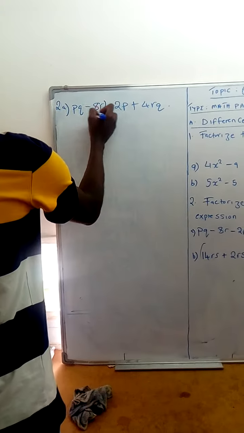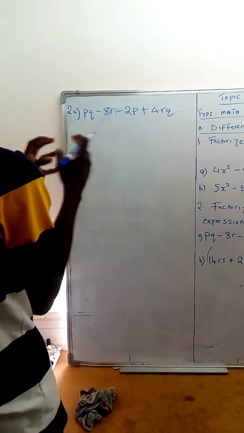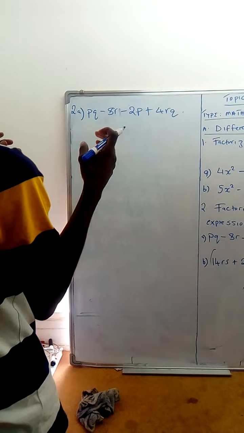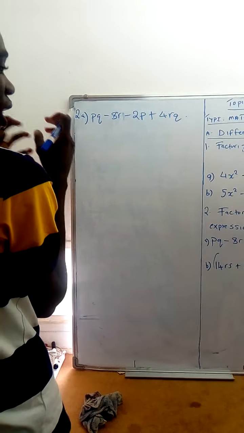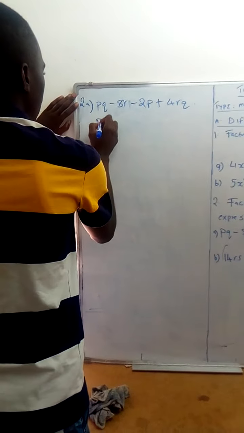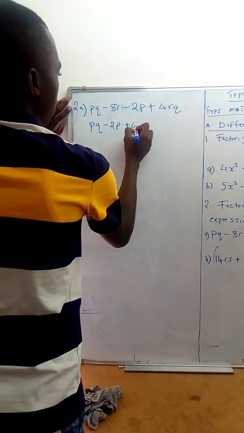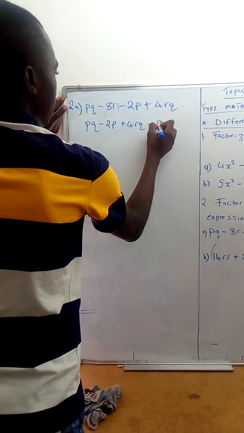Before you can group them 2, 2, make sure that you arrange them in a way that the similar terms are together. We are following the concept of like terms and unlike terms. So in this case, we can say pq minus 2p, then plus 4rq minus 8r.